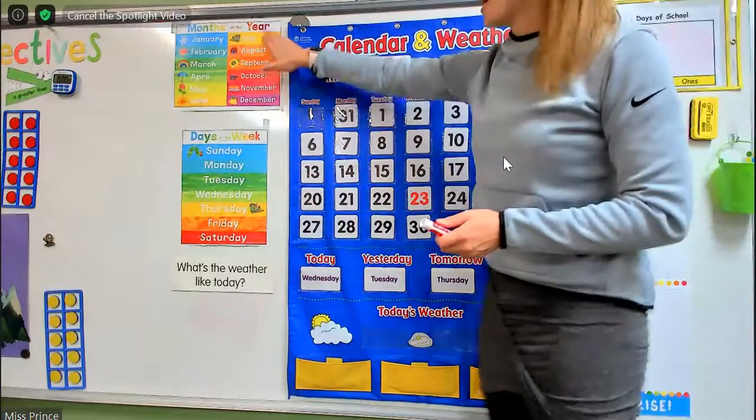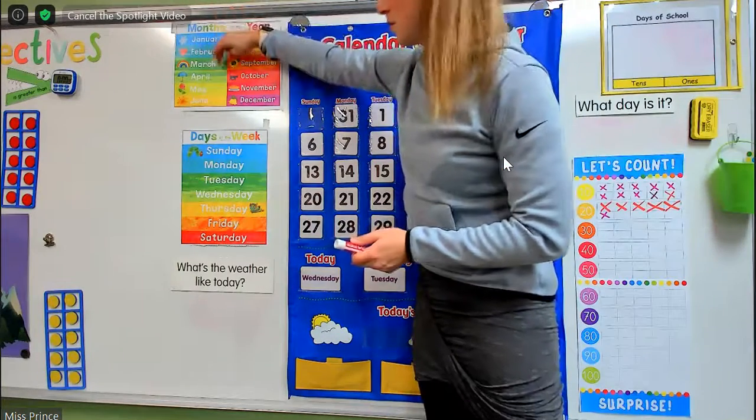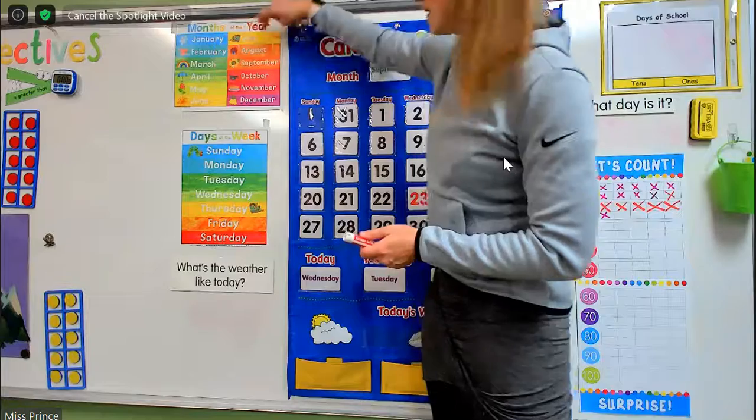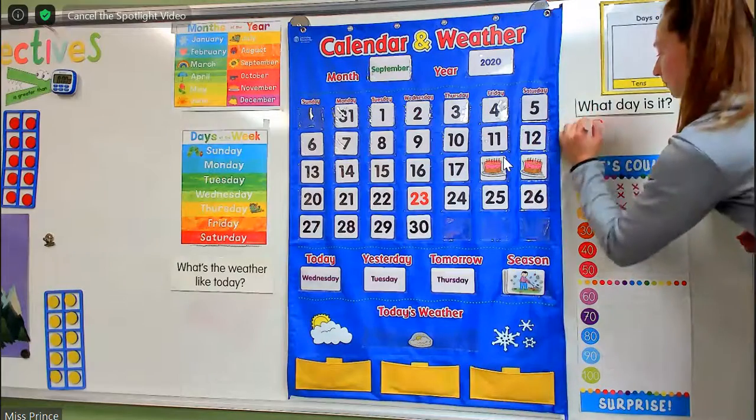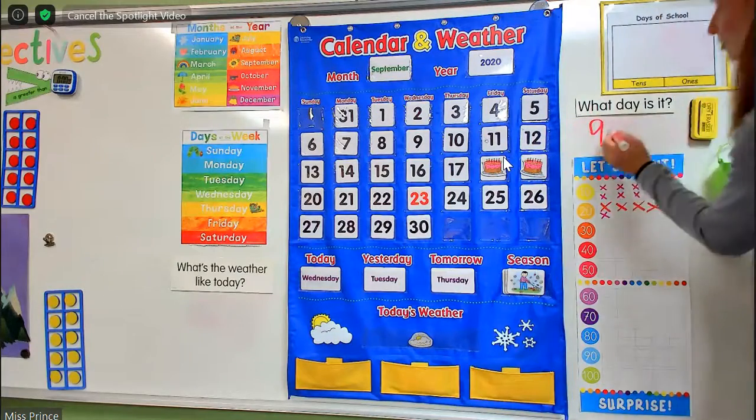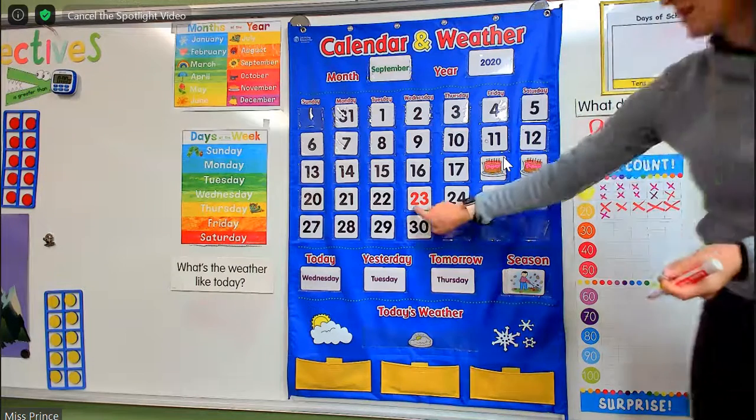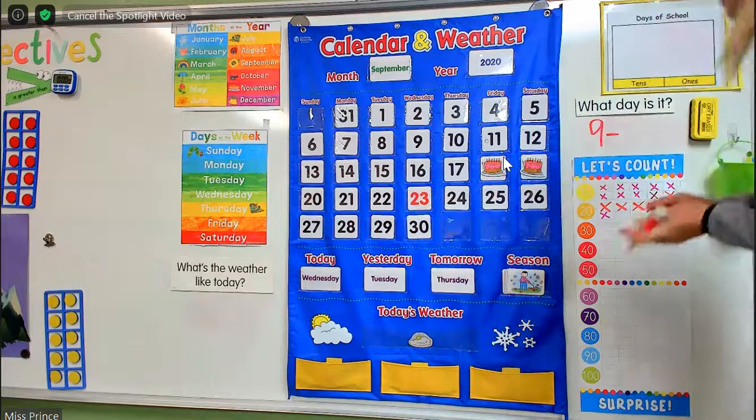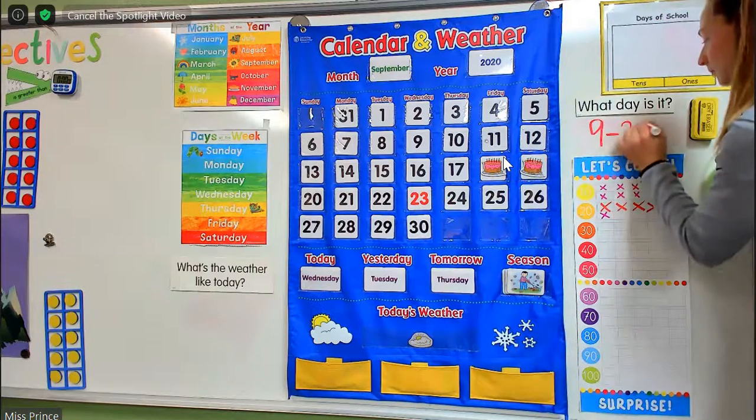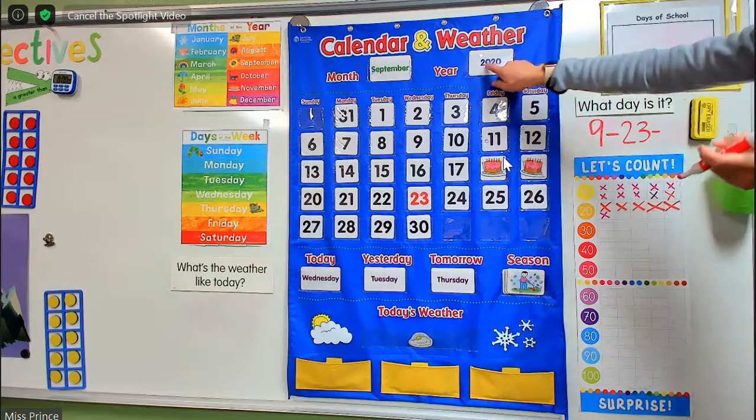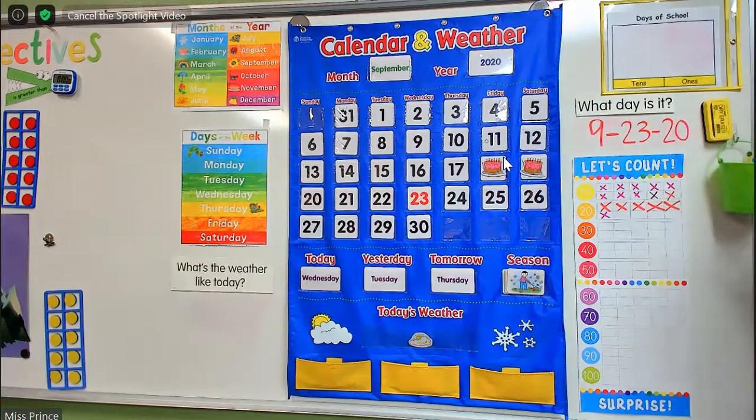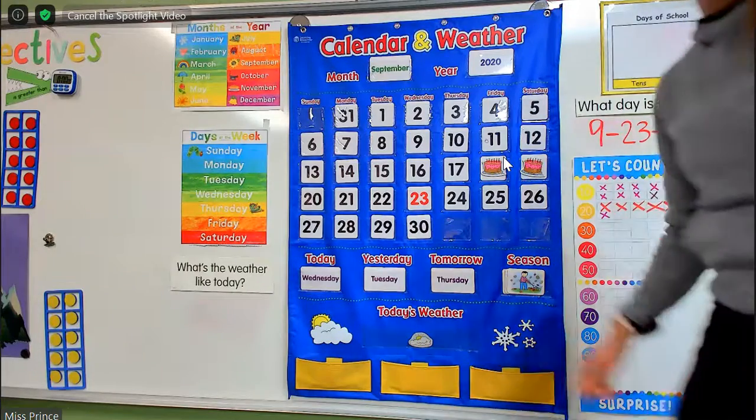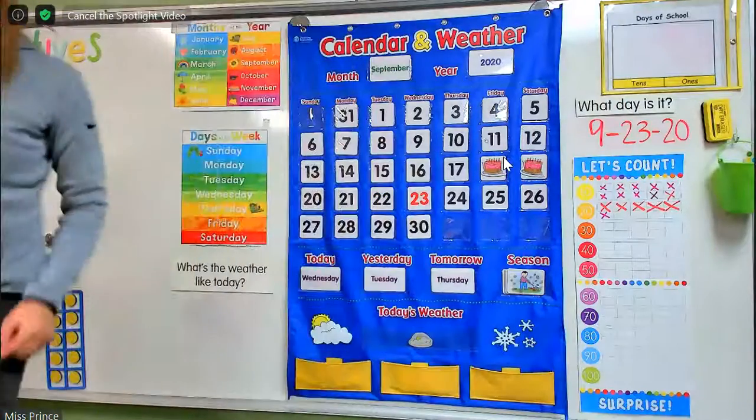We have the 9th month. 1, 2, 3, 4, 5, 6, 7, 8, 9. Dash. Today's date, 23rd. Dash 2020, so we'll put 20. 9-23-20. All right, we are going to do days of the week.